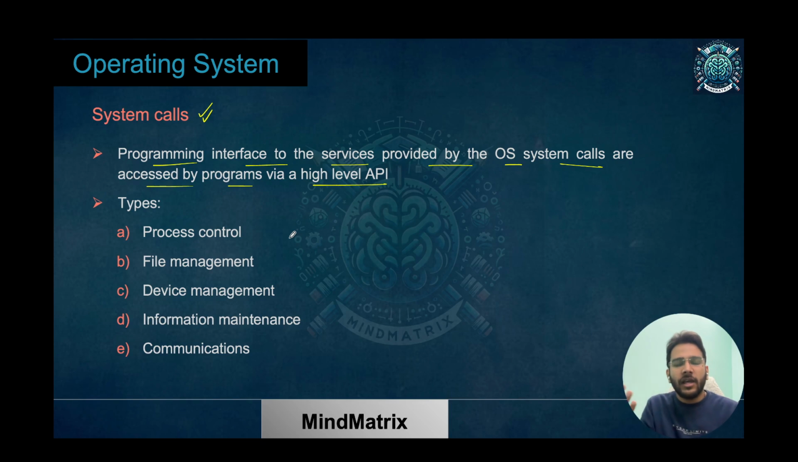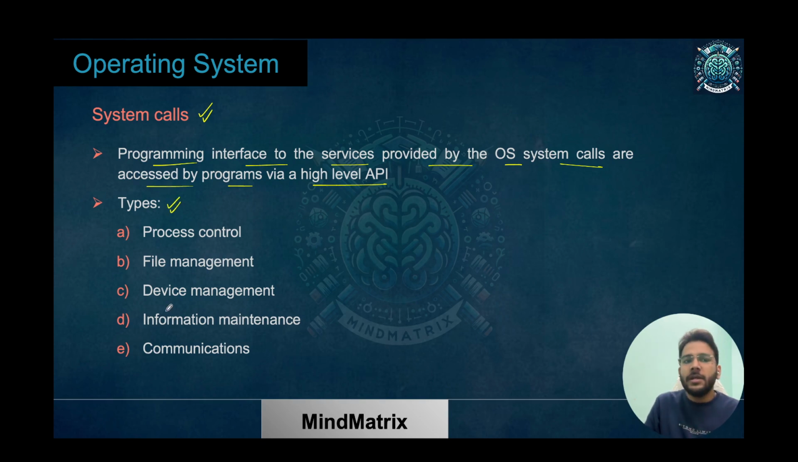Basically I gave you the example of the printf statement, which uses the write system call, and we have the fork system call. All of these can be accessed by programs using a high level API. I hope you know that API is the application programming interface. Clear?